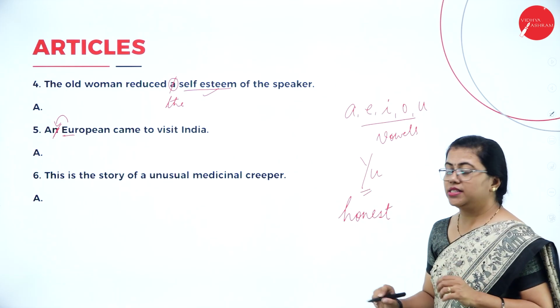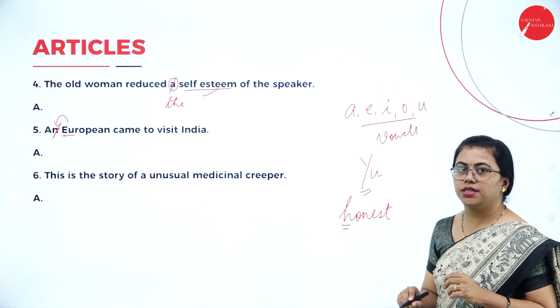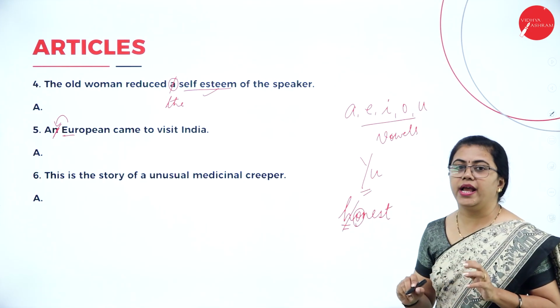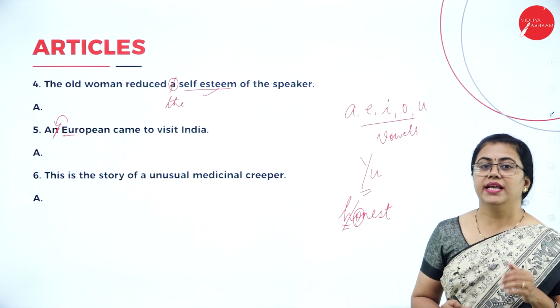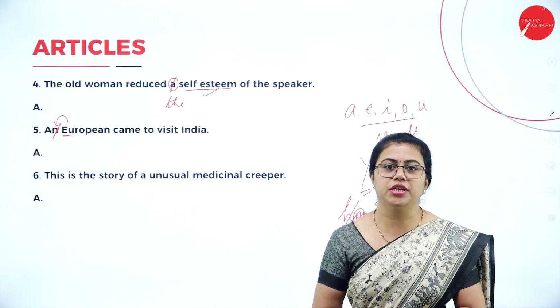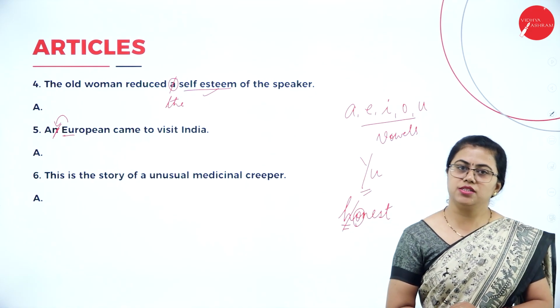Okay, honest, though it starts with a consonant, the h is silent, so only the vowel sound has to be considered. It's "an honest," not "a honest." If you're pronouncing it wrong, please correct your pronunciation. It is "an honest."